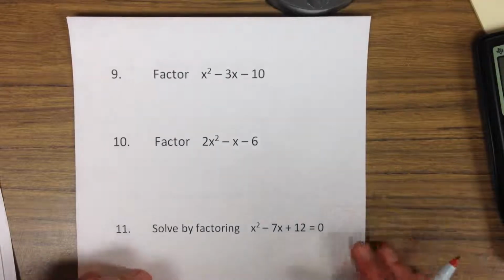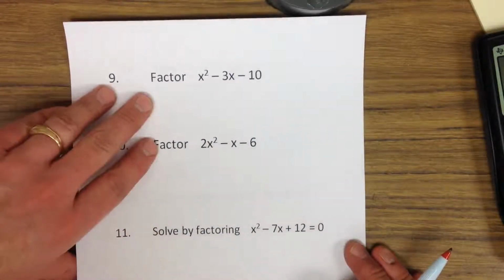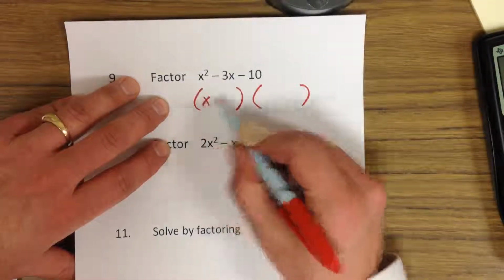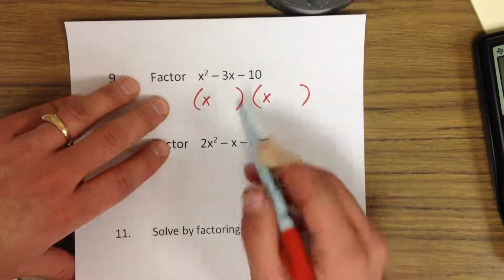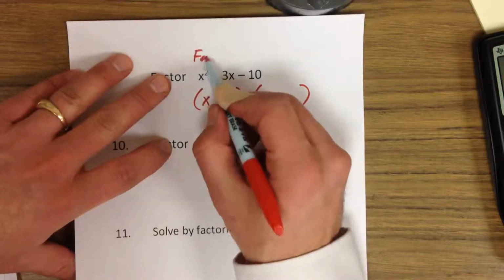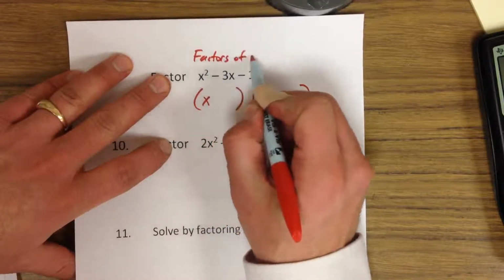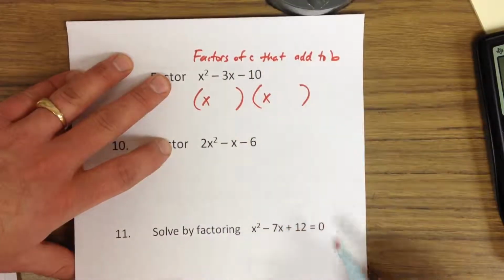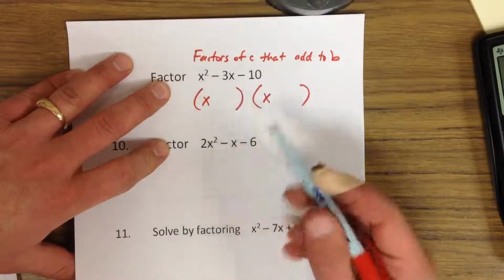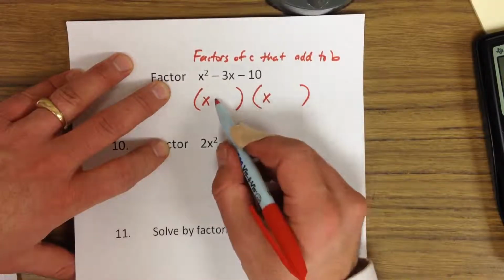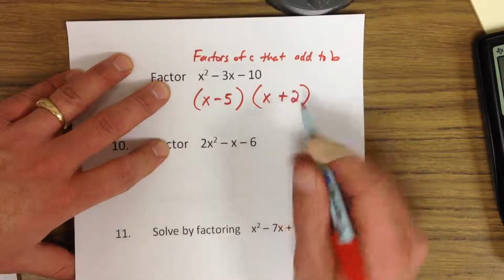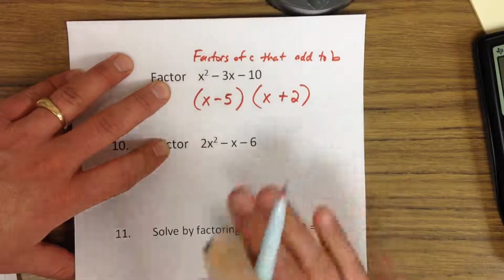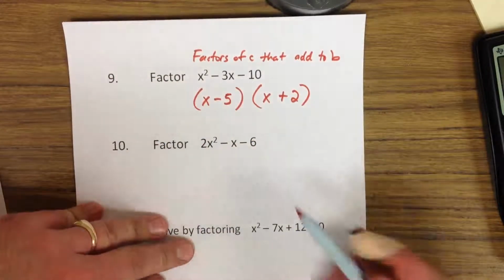All right, number 9. Factor. Now you notice that it doesn't say solve by factoring. All it wants you to do is factor. That's it. Two things that multiply to C, so factors of C that add to B. Okay, so when I think about those, and you guys are pretty good at listing the factors, if I do -5 plus 2, those two multiply to -10, but they add to -3, and we're done. You do not need to get x equals a number.